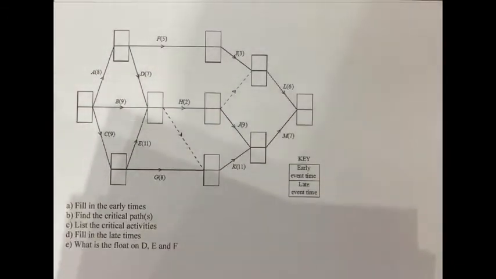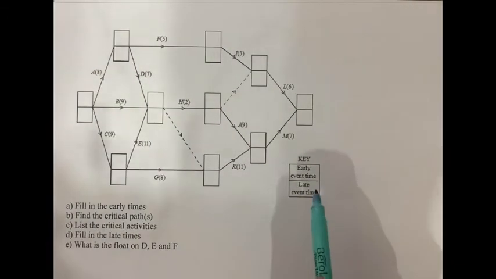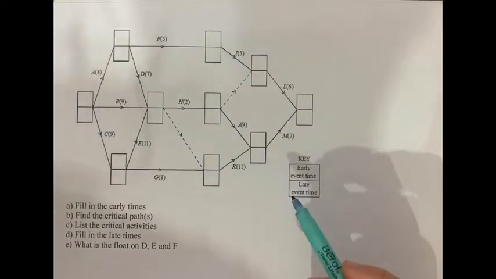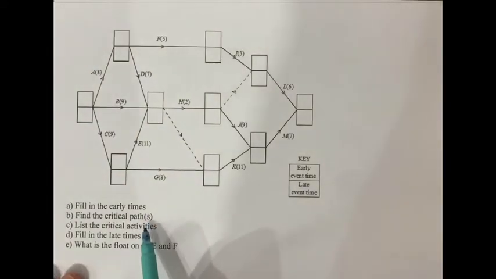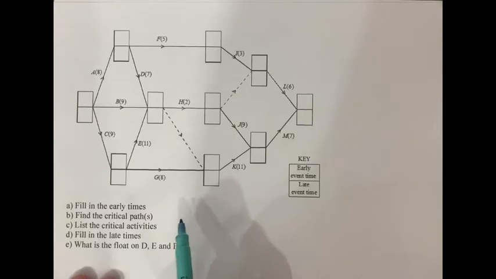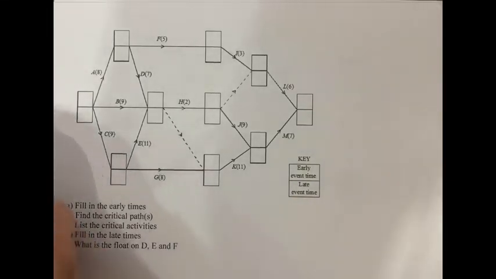So let's have a go at filling in. I think this has come from an old exam question from start to finish. So I'm going to fill in the early times, find the critical path, list the critical activities, fill in the late times, what's the float on D? A typical exam question, you're probably talking about 2, 3, 4, 5, 6, 7, 8, 9 marks, so quite a big marker in the exam. So let's have that filling in then.